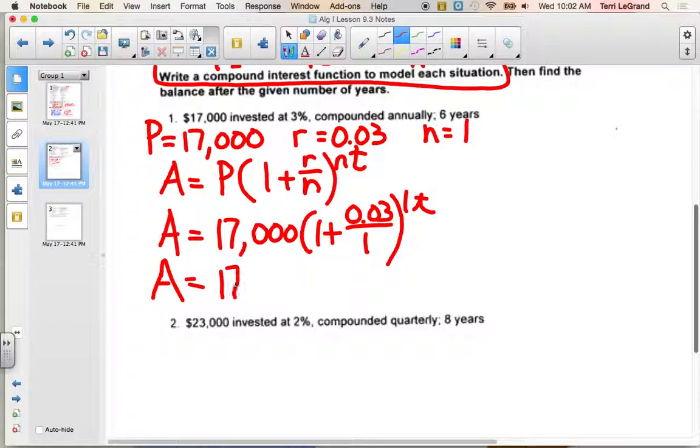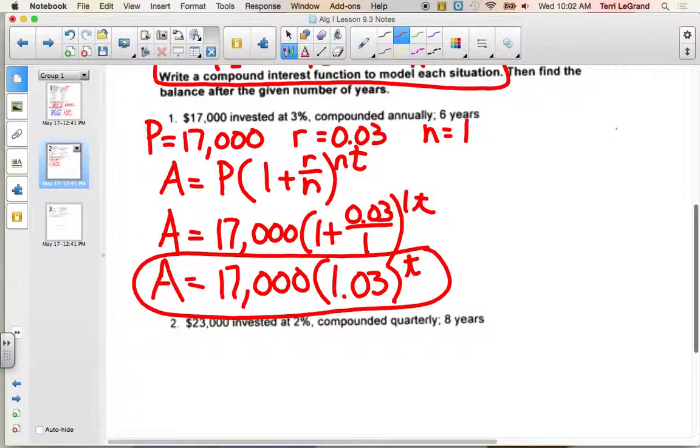A equals 17,000. What's 0.03 divided by 1? 0.03. What's 1 plus 0.03? 1.03. Okay, so that's that one cleaned up. And what's 1 times t? It's 1t, so we could just actually call it t, couldn't we? 1 times something doesn't change it. Okay, there's our model. There's our model that they were asking us for. That would figure out how much money was in that account at any given time period.